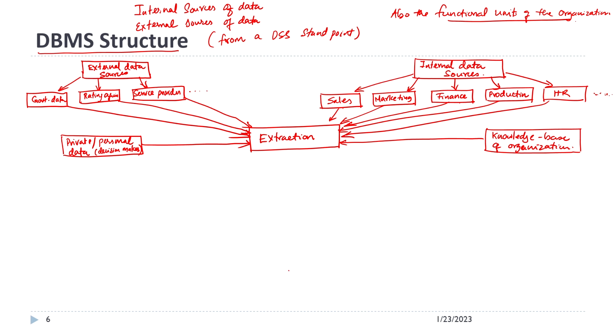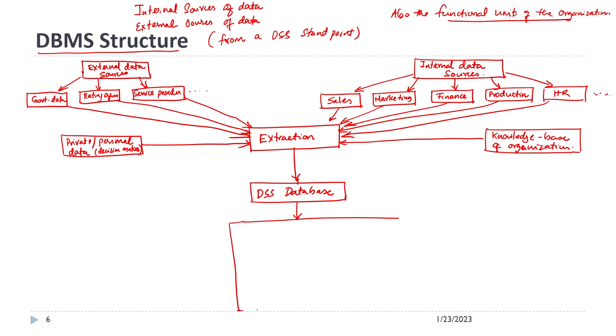Once all of this is done, from extraction we create what we call the DSS database. So, this extraction process is the prime driver of creating this decision support database, as we just drew here. And then this DSS database works with what we call a database management system. As we said, there is a computer software.